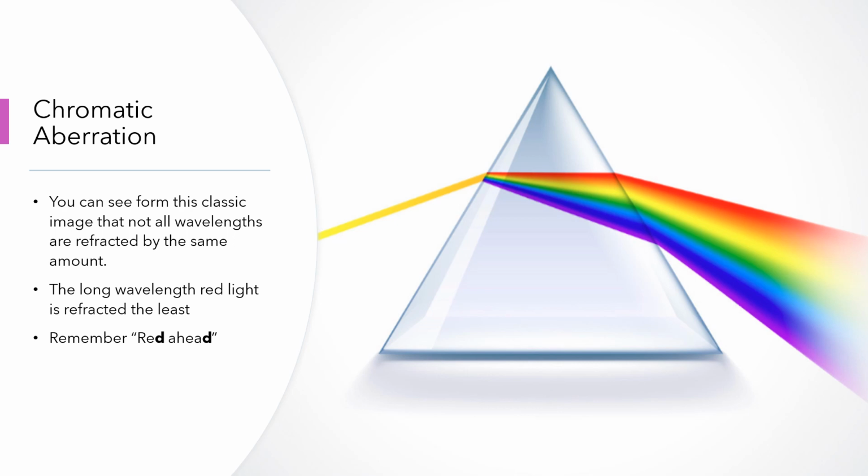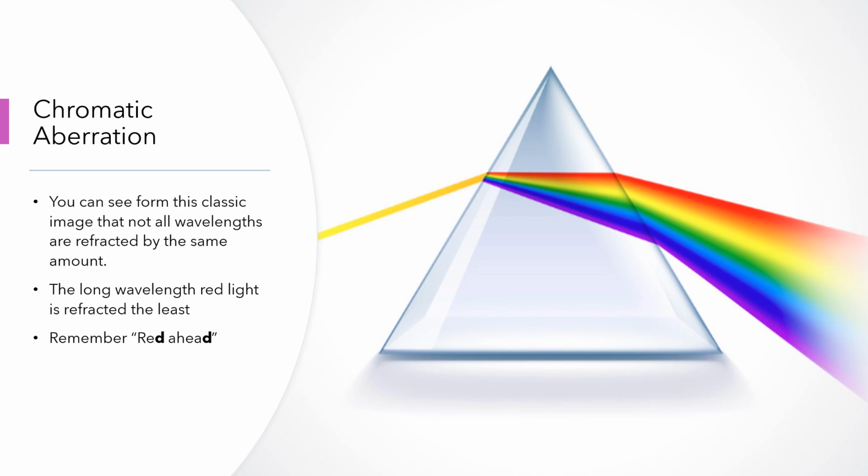refracted more. In terms of the physics of this, it's quite hard to explain, but I think the way I remember it in physics terms is that blue light is a higher frequency because it's a shorter wavelength, and because it vibrates faster in the glass, more vibrations per second, it's affected more by the glass than the red light. The other way of remembering this is red ahead. Red light is bent less.